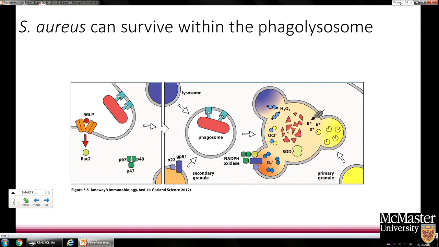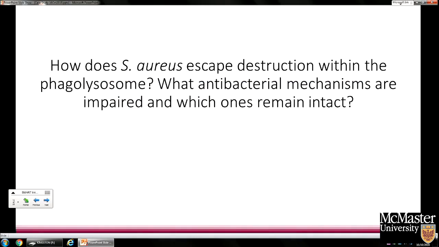If these bacteria do manage to become taken up by phagocytic cells, Staph aureus has also developed some proteins that it releases to deal with some of these antimicrobial components within the phagolysosome. And this is where I'm going to leave it up to you to do a little bit more research. But how does Staph aureus escape destruction within the phagolysosome, and what antibacterial mechanisms are impaired as compared to which ones remain intact to deal with the bacteria?